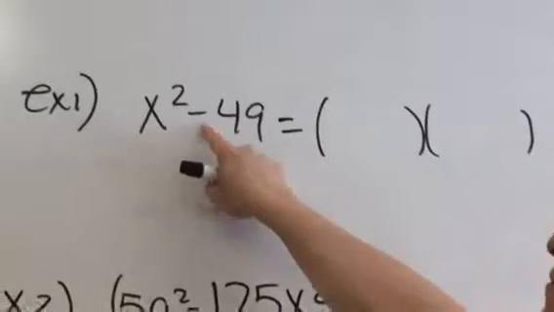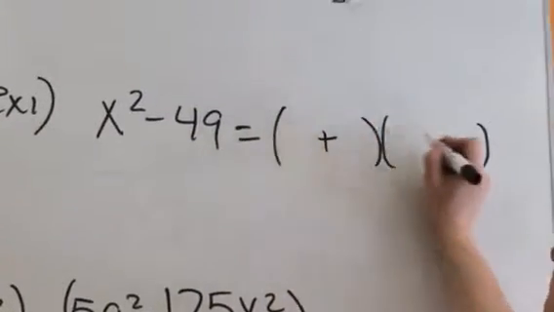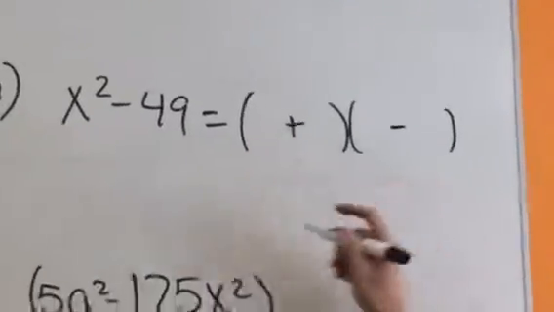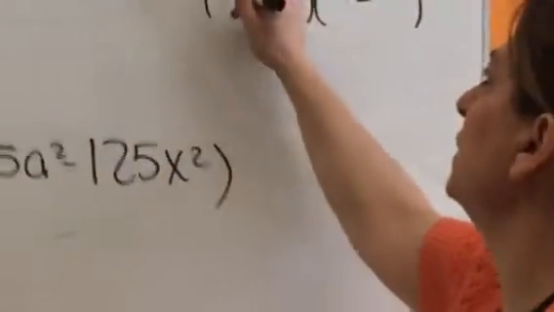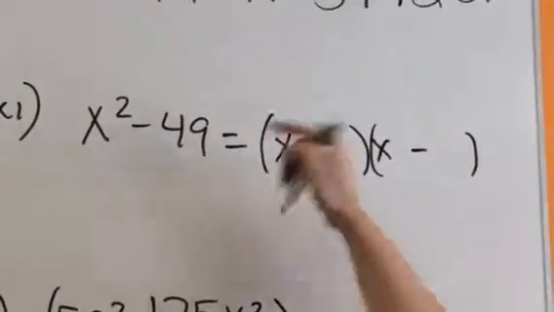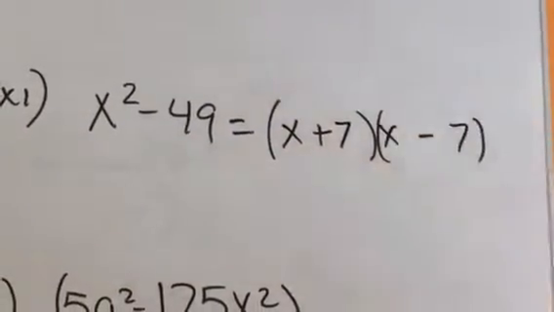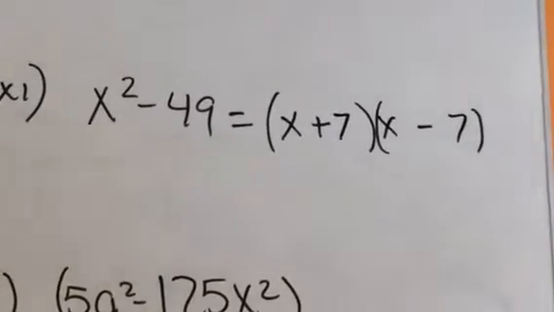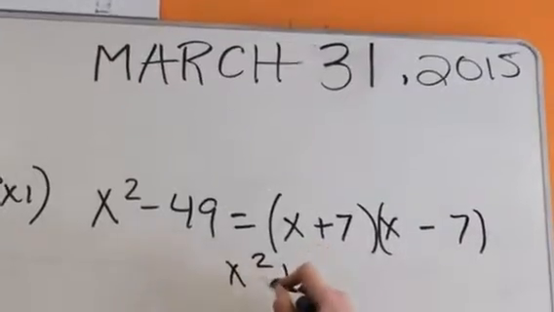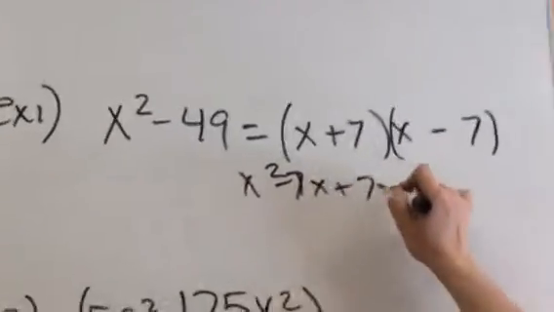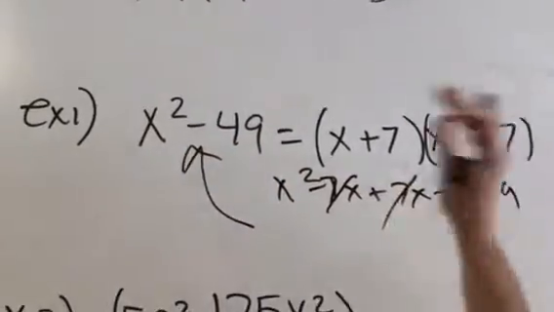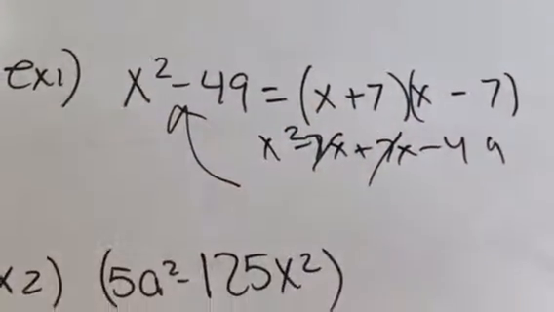When you have the difference of two perfect squares, you put opposite signs in the middle of your two sets of parentheses. You put the square root of this one at the first two spots, and you put the square root of this one at the second two spots. That's the answer. What happens when you FOIL that out? You get x squared minus 7x plus 7x minus 49. The 7x's cancel. You get x squared minus 49. We have just factored x squared minus 49.